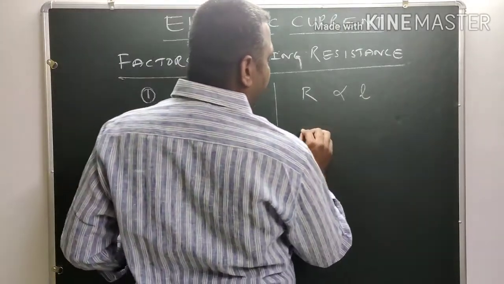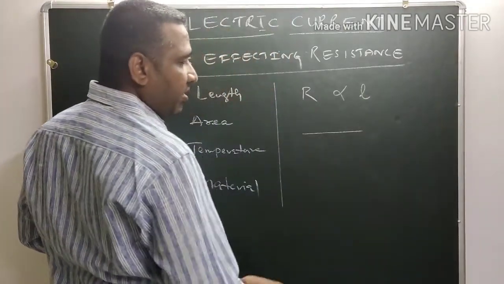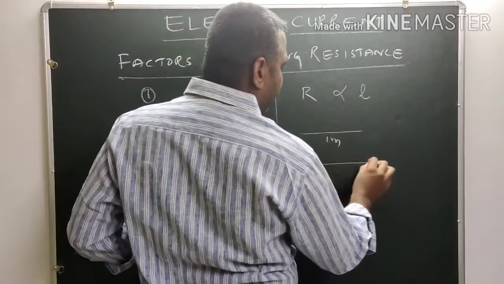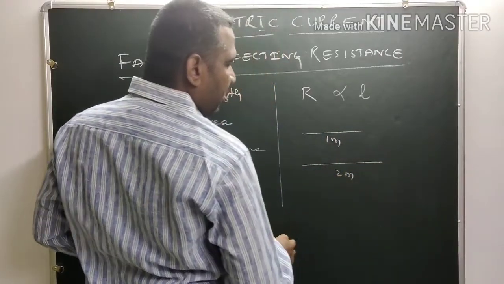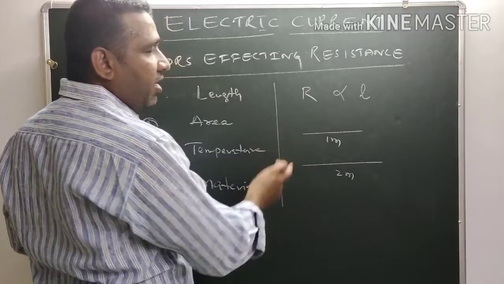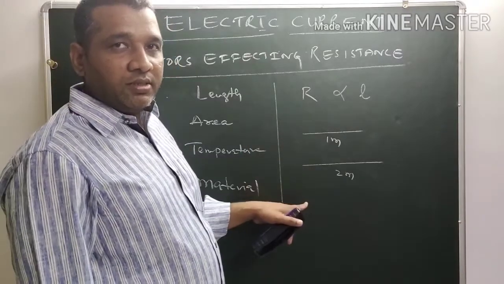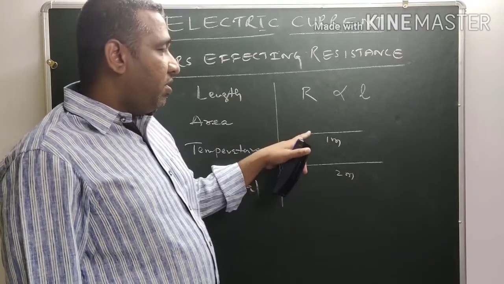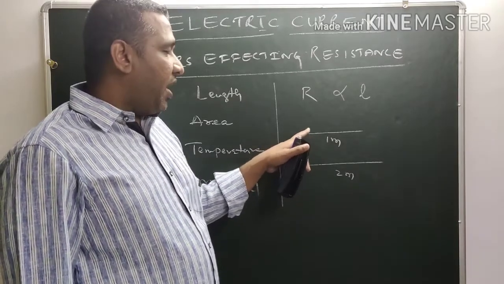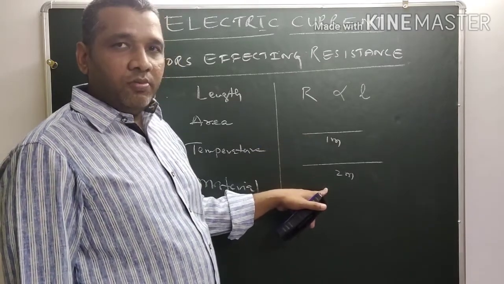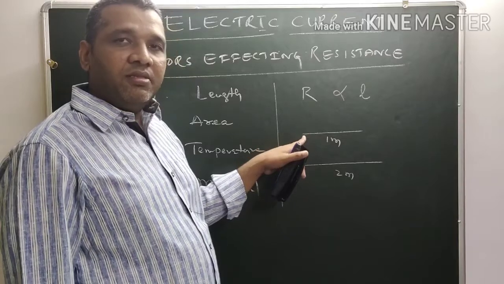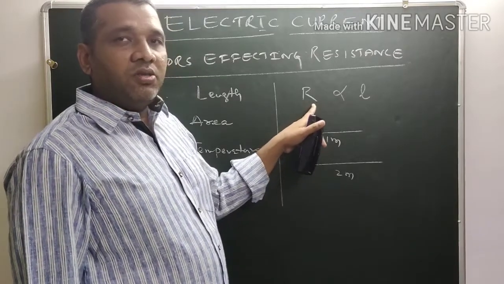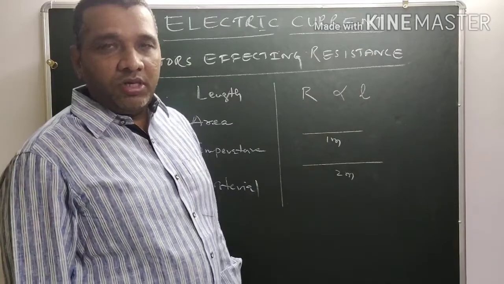If you have taken the length of the conductor as 1 meter, and one more length as 2 meters, the resistance value will be different for these two cases. The resistance value will change with the length. If it has more length, the resistance will be more. If it has less length, the resistance value will be less. So that's why we say that the resistance is always directly proportional to its length.